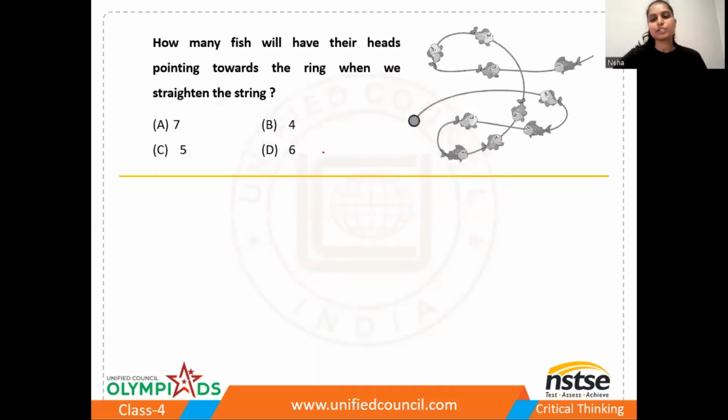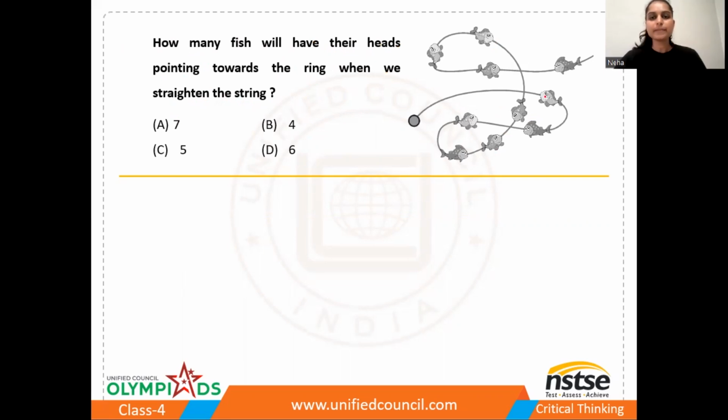Let's move to the next question. The question says: how many fish will have their head pointing towards the ring when we straighten the string? So when we straighten the string, how many fish will have their head pointing towards the ring?